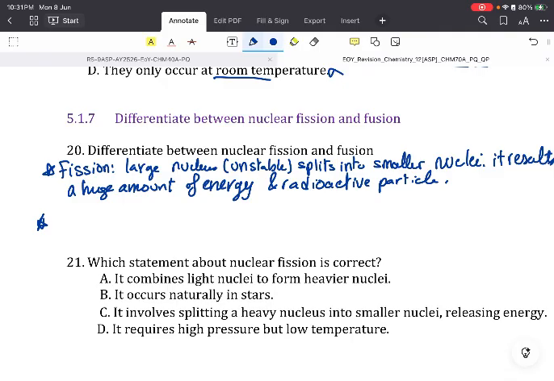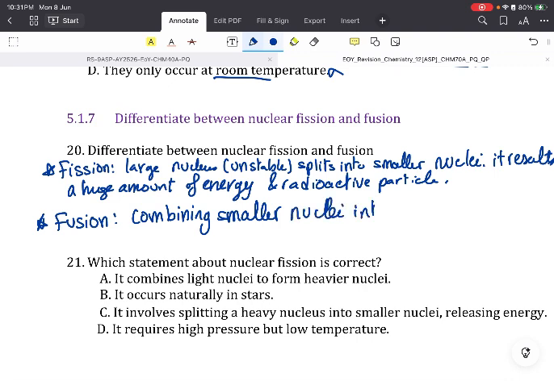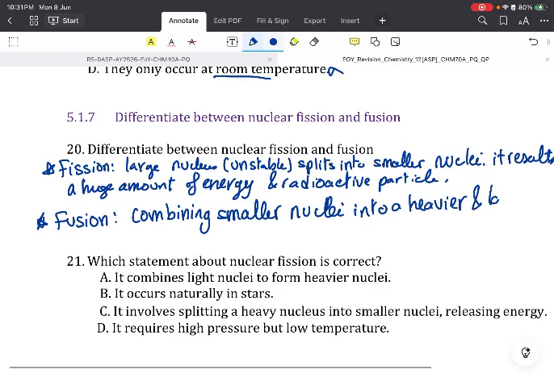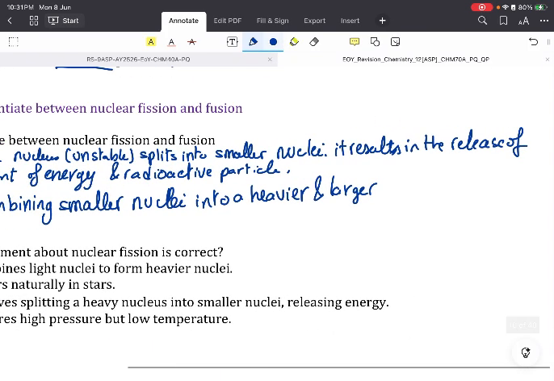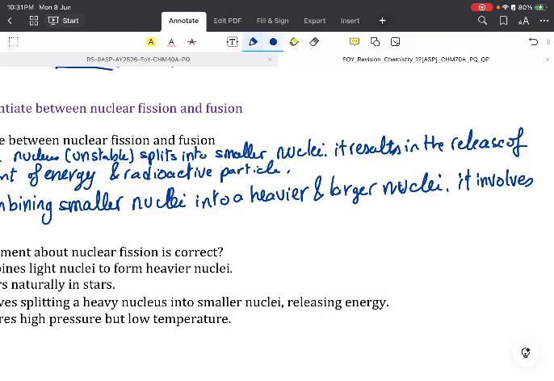Now in nuclear fusion, it's the opposite. I have a combination, combining smaller nuclei into a heavier, larger nucleus. But again, it involves a large amount of energy.